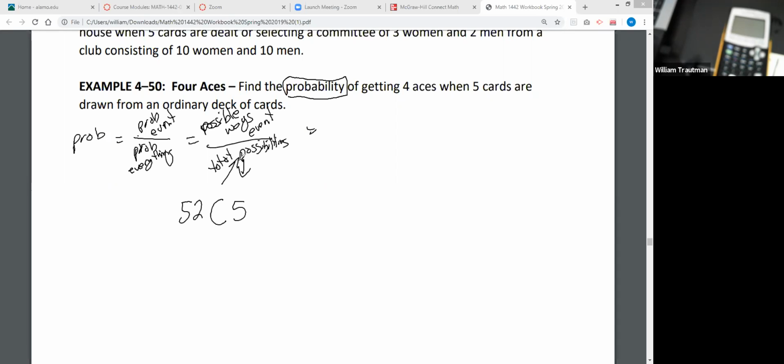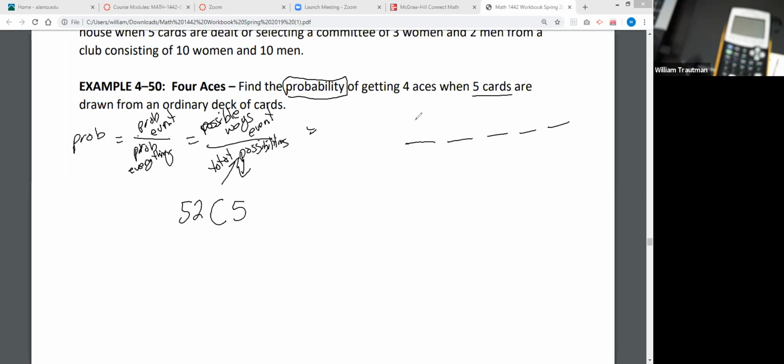The top is the event. On the top, we have to find out how to draw 4 aces out of those 5 cards. So we need to draw 4 aces out of those 5 cards. That's the hard part. So let's do these 4 cards here.